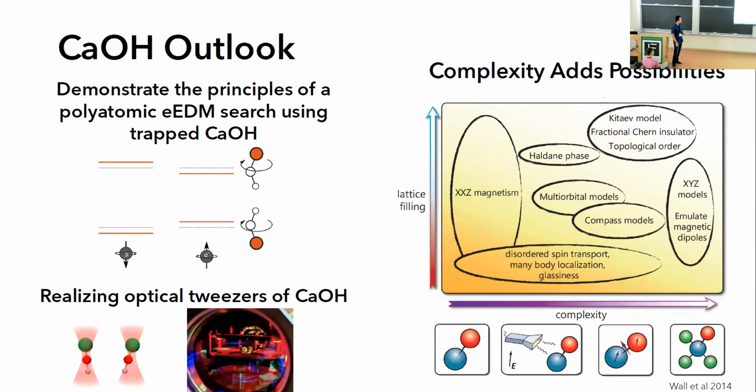So with that, I'd like to conclude the CaOH part, which is we're now working on demonstrating the principles of an electron EDM search in these polyatomic molecules. And we're also beginning to work towards realizing optical tweezer arrays of these polyatomic molecules. But maybe I'd like to conclude with this figure here, which I think summarizes quite nicely the fact that as one adds complexity into your system, it also adds possibilities, whether it be for quantum simulation or for quantum computation or for precision measurements.